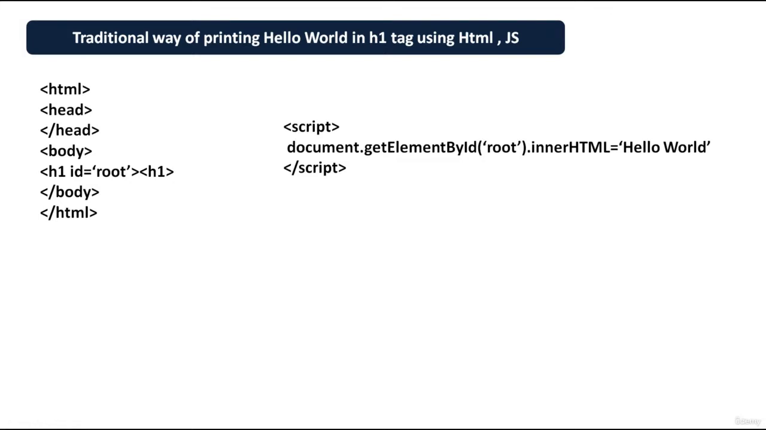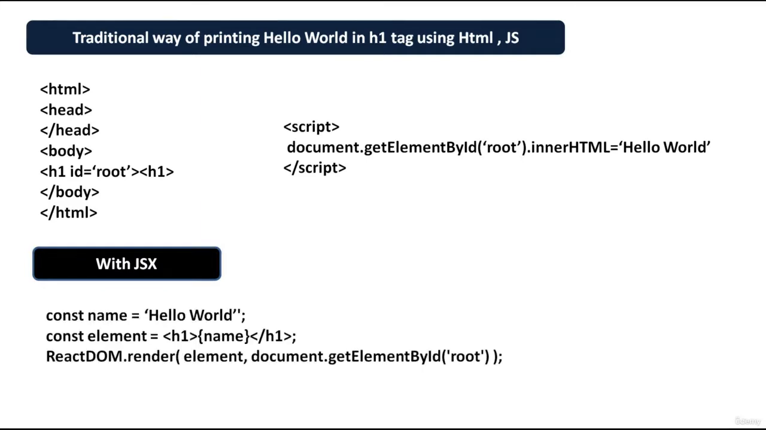Now we will see how to print the same hello world on the web page using JSX in React.js. With JSX, first we have to create a variable with any name. Here I have created the variable with the name name only. const name equals hello world. After creating that variable, we have to create an element. Here I have created the h1 element. In this h1 element, we have to write the variable name in curly braces. That's why I have written name in curly braces.